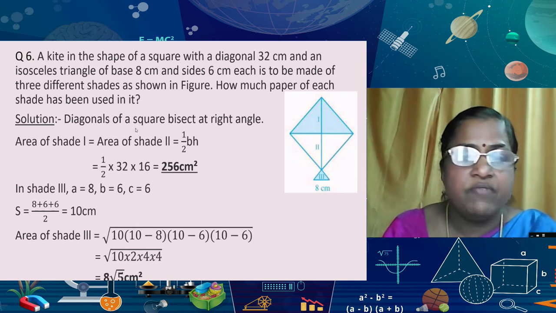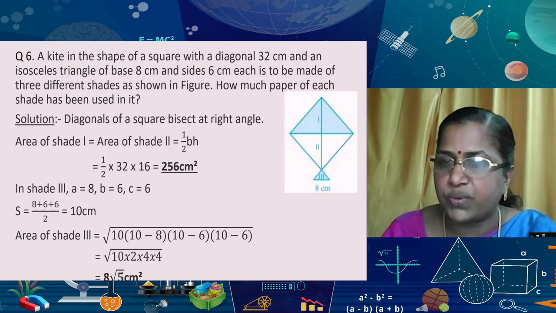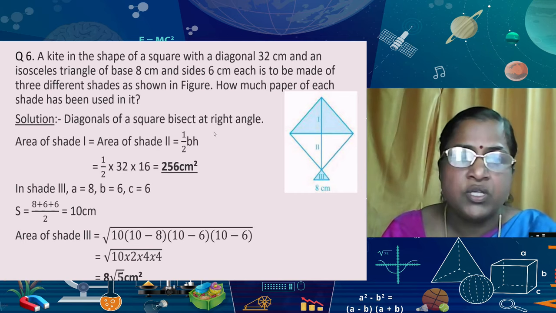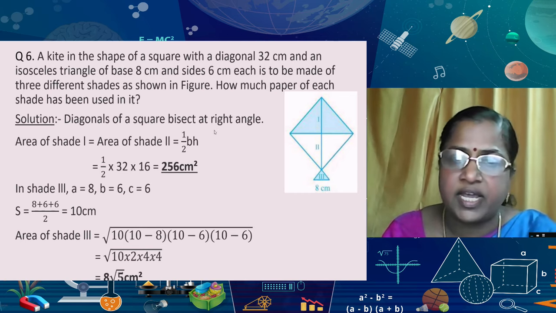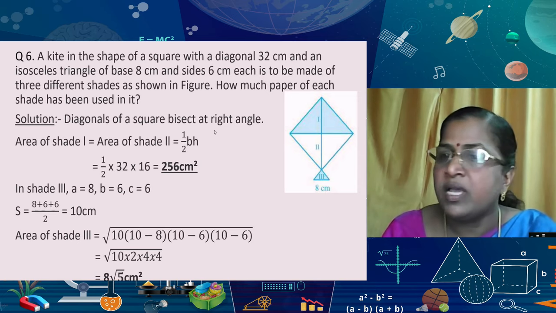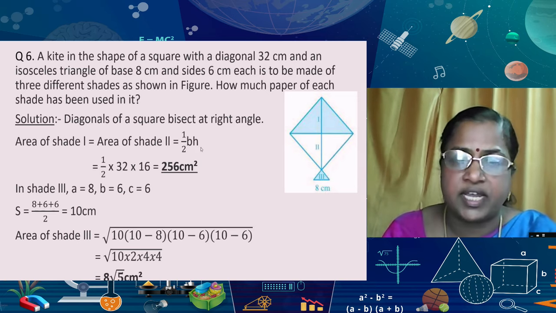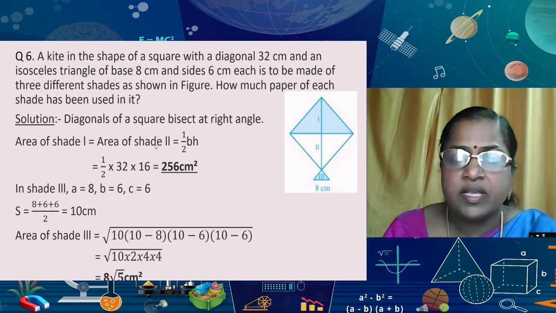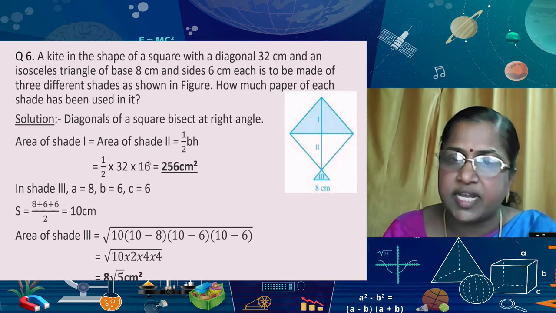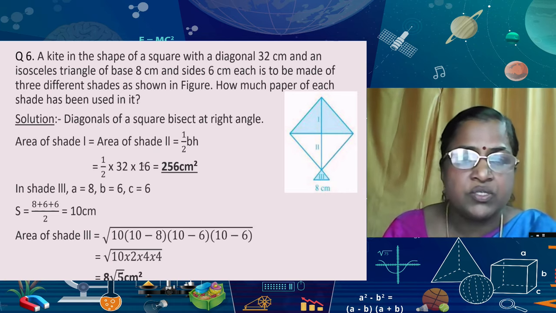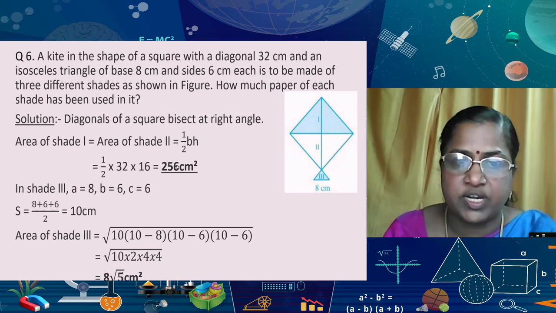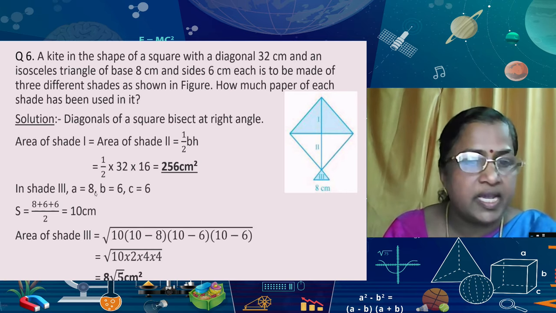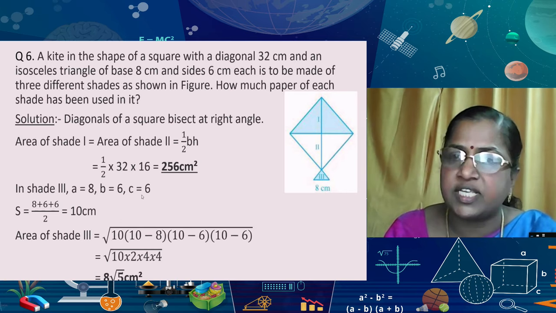So here we know the property of diagonals of a square, that diagonals of a square bisect at right angles. So we can find the area of shade one and area of shade two by the formula half into base into height, that is half into 32 into 16. Here half of the diagonal is 16, that is the height of the smaller triangle. So it is 256 centimeter square. In the third part, we are given a small triangle of sides A equal to 8 centimeter, B equal to 6 and C equal to 6.